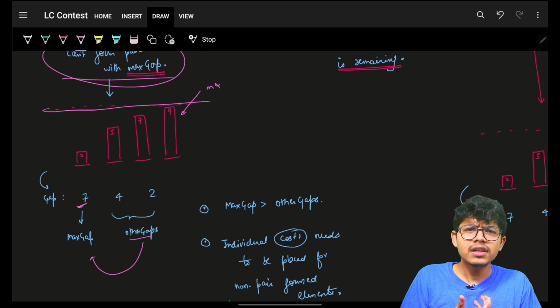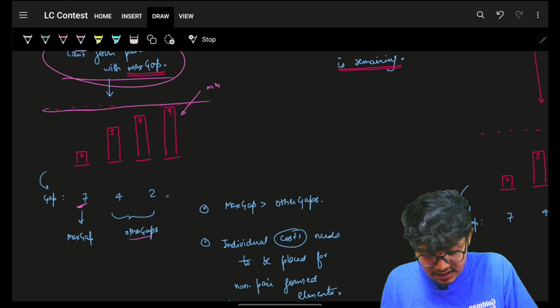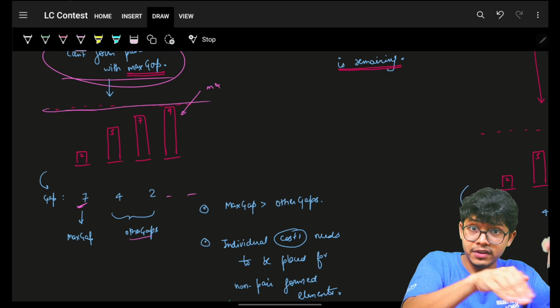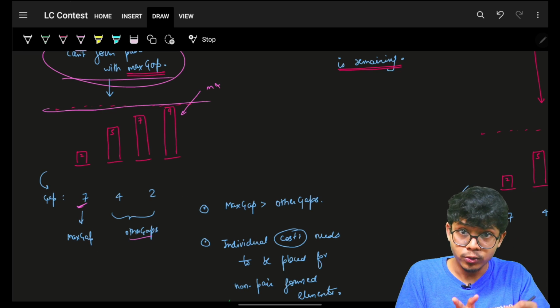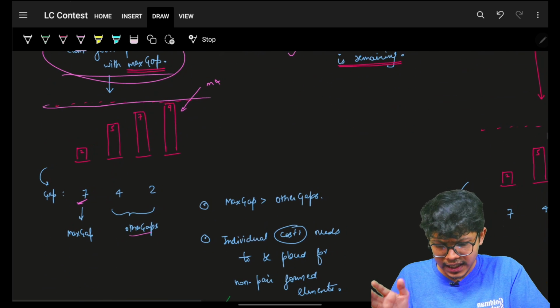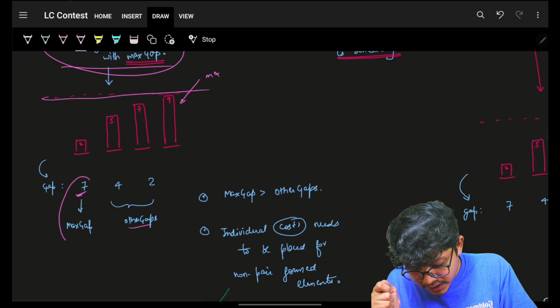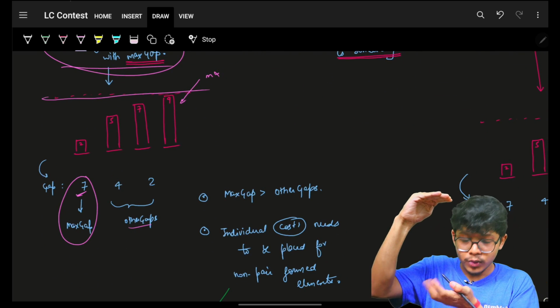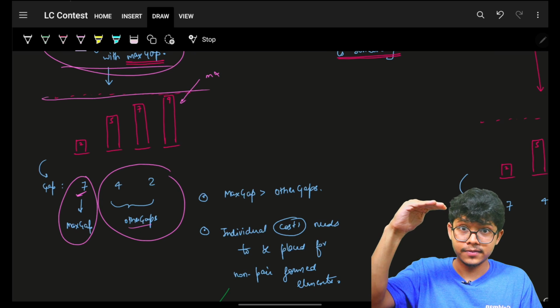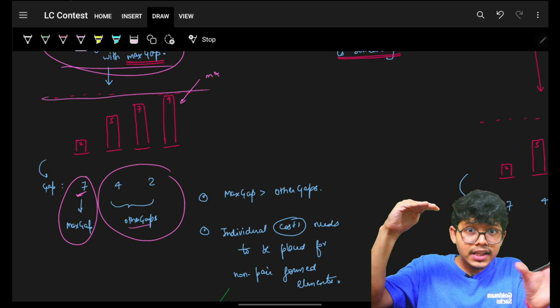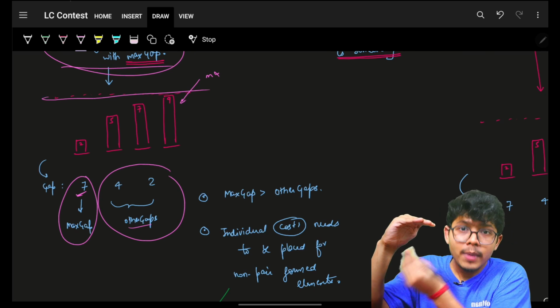But Aryan, it is not necessary, right? I can still have many other gaps which can form pairs with each other. So okay, yes, that is true. We will look at that later on. But let's see what happens if, whatever the maximum gap is, all the other gaps combined cannot even form a pair with the maximum gap.